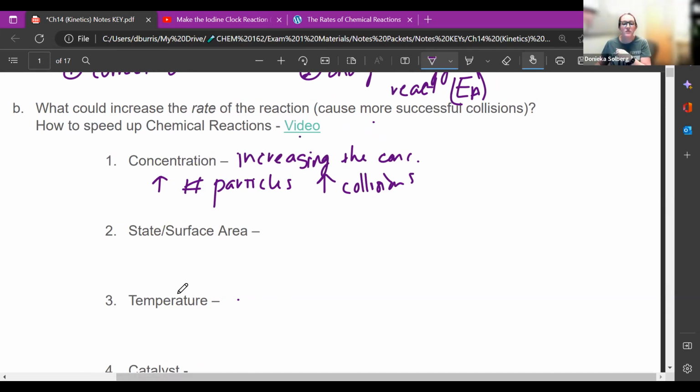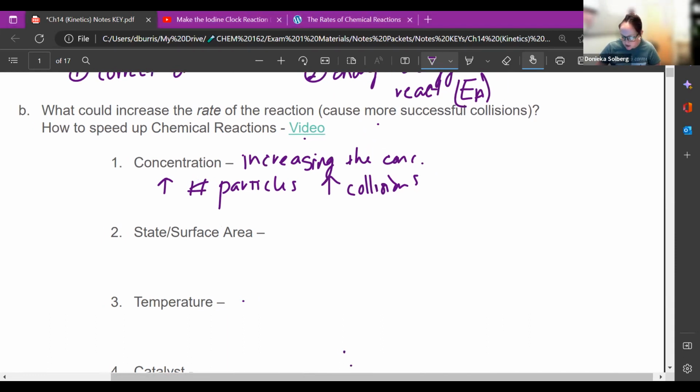You can also do the surface area, or in our case, really changing the state. If you grind it up, if it's a solid, or if you dissolve it in water, if it is a solid, then you kind of make it more homogeneous, and then they've got more surface area, so you're going to have more of those collisions as well. Okay, so more surface area, essentially more contact or collisions, however you want to say that.